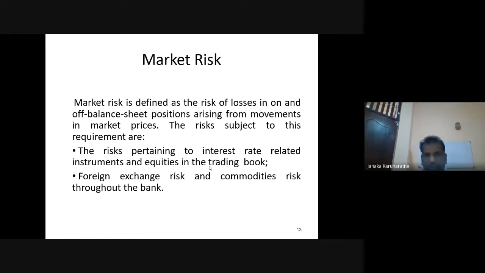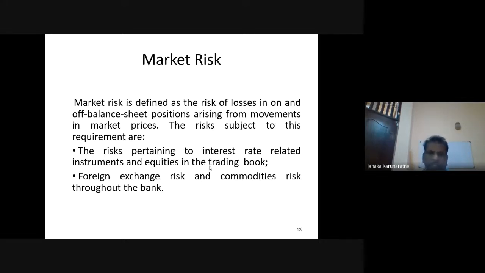Now here, market risk for this purpose means interest rate related instruments and equities in the trading book. There are interest rate related instruments in the trading book as well as the banking book. But for the Pillar One market risk computation, we only capture what is in the trading book. Equities are also the same. You may have a certain portion of equities in the trading book, and a certain portion in the banking book. Only what is in the trading book is considered for this purpose.